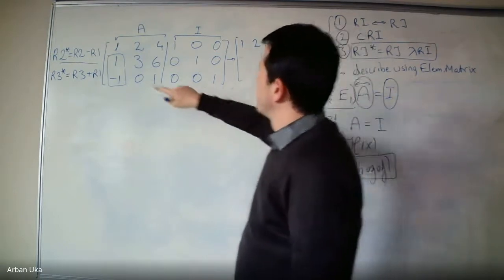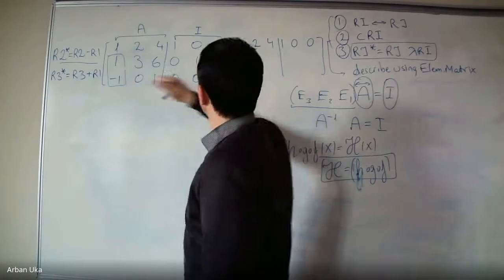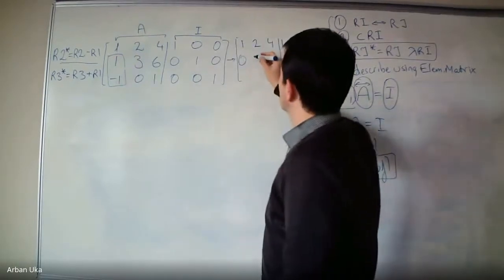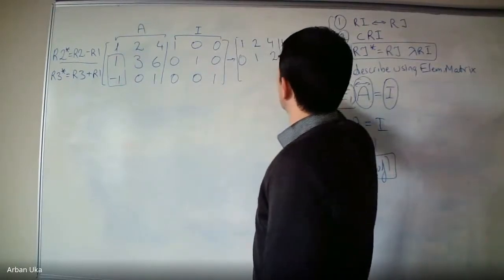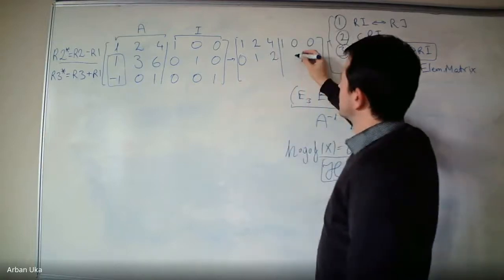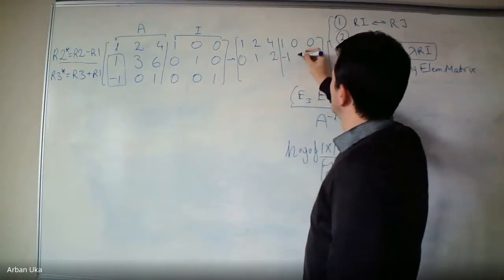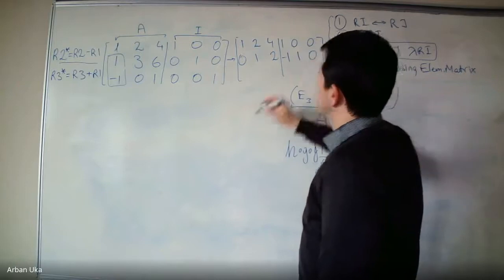And let's see what we get here from subtracting: 1 minus 1, 0, 3 minus 2, 1, 6 minus 4, 2. Then 0, 0 minus 1, this is minus 1, 1 minus 0, 1, 0.